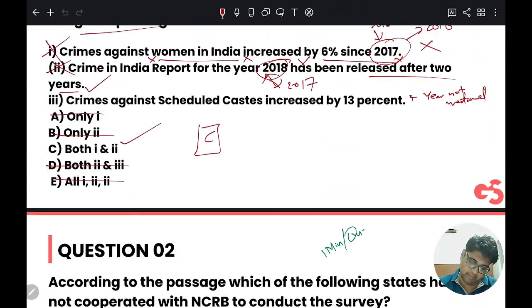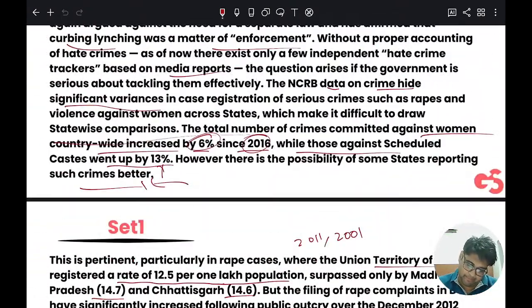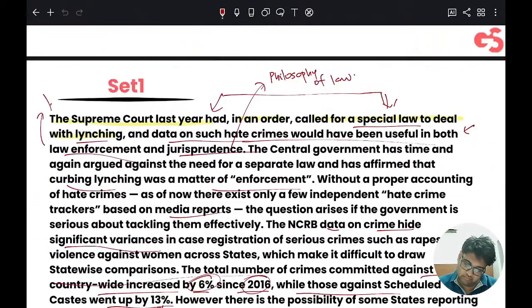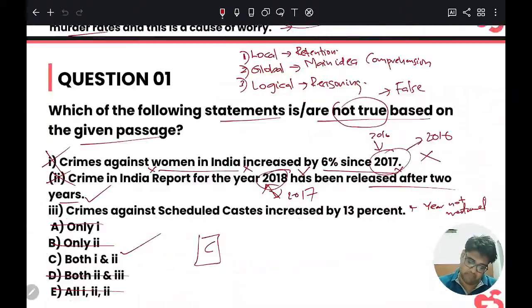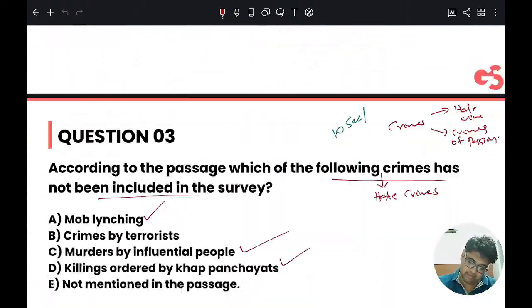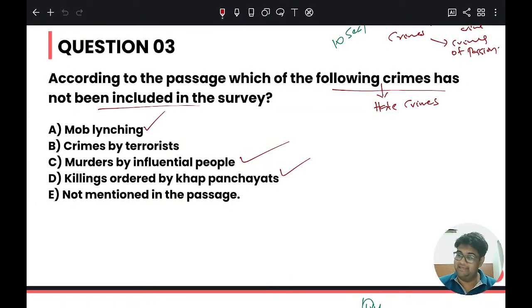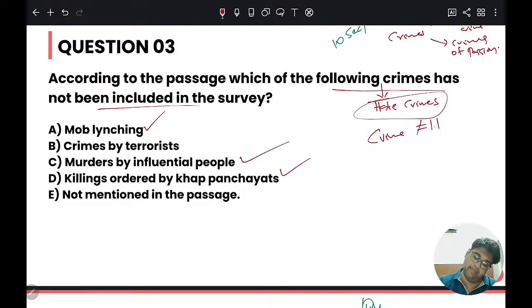Let me see, was that right? Except for the last category. The last category was crimes by anti-nationals, which was not mentioned. But the problem is that crimes by terrorist is the problem. But these are all hate crimes. These are all hate crimes. But crime and hate crime is not equal. Crimes not equal to hate crime.